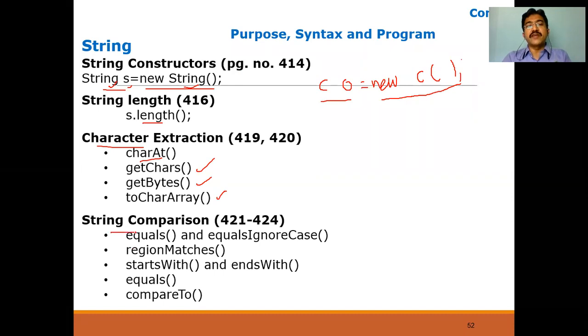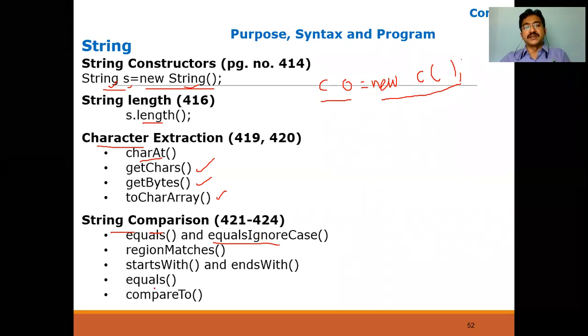To compare strings, we have methods like equals and equalsIgnoreCase. EqualsIgnoreCase means, for example, mango: if M is capital in one string and in another string m is small. If you want to ignore such cases, whether three characters are capital, or all four are small, or the last two characters are capital, you can use the equalsIgnoreCase method. We also have regionMatches, startsWith, endsWith, and the compareTo method. These are the methods to compare strings between two strings or between arrays of strings.